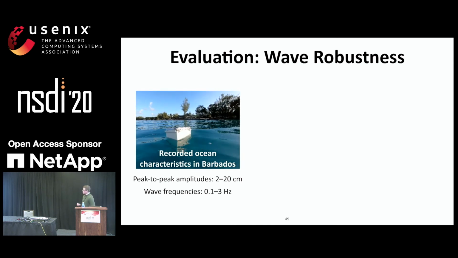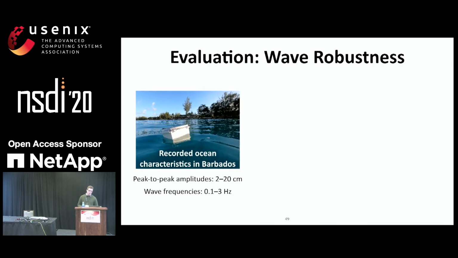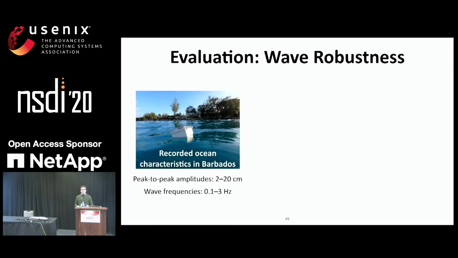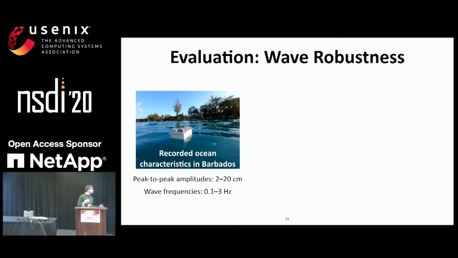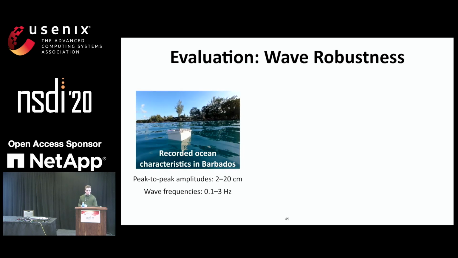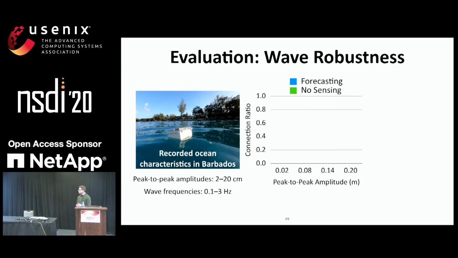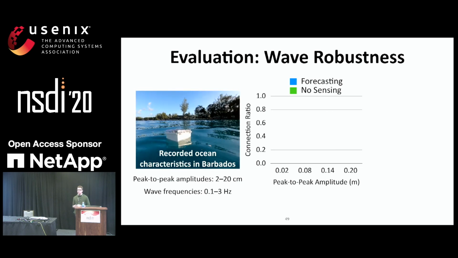And to figure out the parameters for this model, we built a buoy. We sent it to Barbados with our robotics lab. We measured some ocean characteristics on a calm day. So we saw peak-to-peak amplitudes that were about 2 to 20 centimeters, and wave frequencies between about 0.1 and 3 hertz. So for our simulation, we looked at the effective peak-to-peak amplitude of these waves.